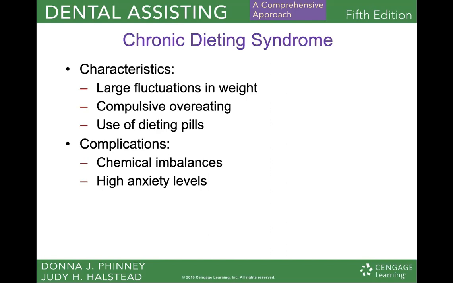Chronic dieting syndrome characteristics include large fluctuations in weight, compulsive overeating, and the use of dieting pills. The complications that can arise are chemical imbalances and high anxiety levels. Patients with this disorder may have inconsistent behavior, and you want to be aware that dieting pills and anxiety could lead to dizziness.